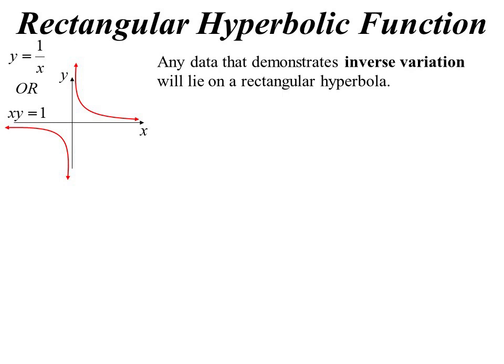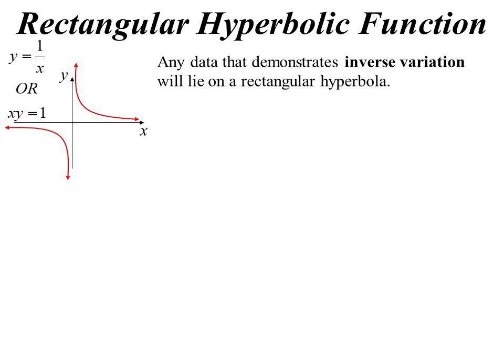So we dot it. The most basic one we see with asymptotes is what we call the rectangular hyperbolic function. And there it is in all its glory. Y equals 1 on x, or sometimes you'll see it as x times y is equal to 1. Now, when you plot data, if it demonstrates inverse variation, so it's proportional to the reciprocal, 1 over, then that will create a rectangular hyperbola.